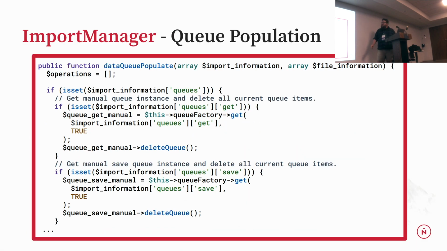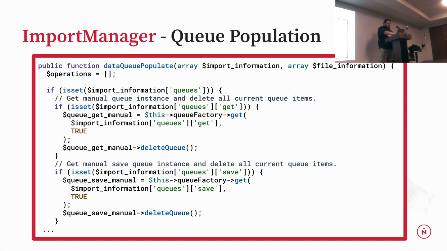Yeah. So we're going to walk through a data queue populate function here. And it's quite large, so it'll span a couple slides, but we'll go through it. So first things first, we're passing in some import information and maybe some file information. First things first, we're going to grab our queues. Again, we have our get queue and our save queue. And what we're doing here is we're getting the queues based on our input information, and we're clearing them out.